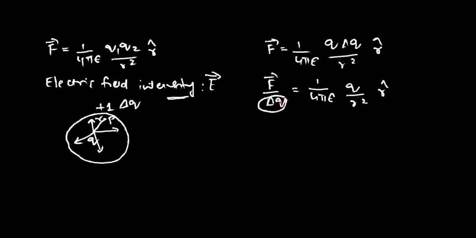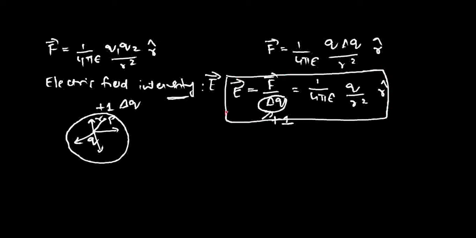Now I say replace delta Q with a unit positive charge. That means instead of delta Q you put a unit positive charge. The moment you put a unit positive charge, what is this force referred to as? This force is referred to as electric field intensity, denoted by E bar. So electric field intensity can also be defined as force per unit charge at that point P, and it is a vector quantity. Electric field intensity is not a scalar quantity, it is a vector quantity.